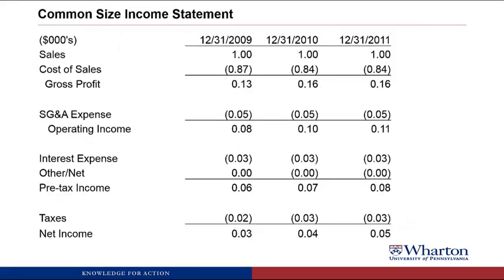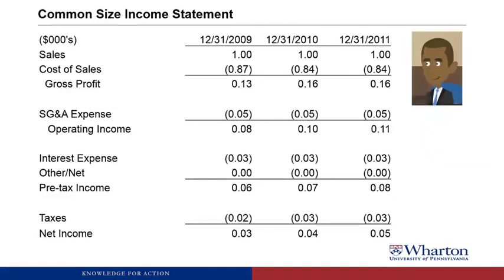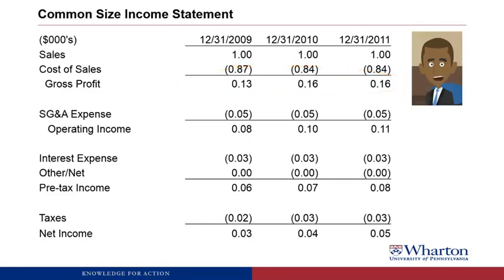And here is the common size income statement where everything has been divided by sales. Please pause and take a look. Gross profit percentage has gotten bigger. But isn't this a video on ratios? When are we going to start looking at ratios?